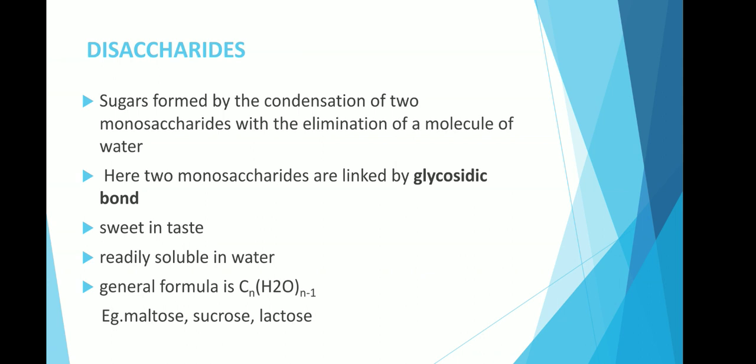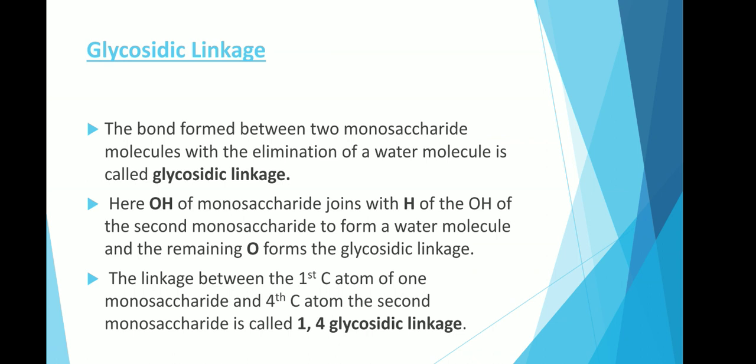So many examples are there for disaccharides. The common disaccharides are maltose, sucrose, lactose, etc. Okay. And next we can study how this glycosidic bond is formed. This bond formed between two monosaccharide molecules with the elimination of a water molecule, that is called a glycosidic bond or glycosidic linkage. So here OH of one monosaccharide joins with H of the OH of the second monosaccharide to form a water molecule, and the remaining forms the glycosidic linkage.